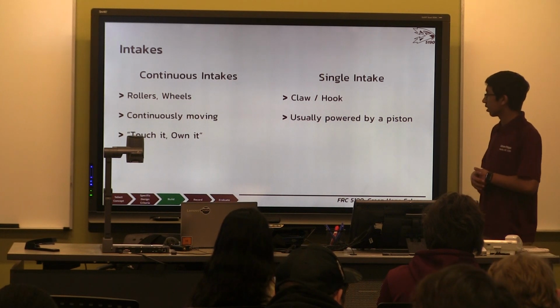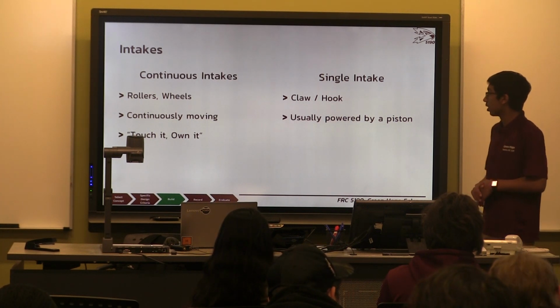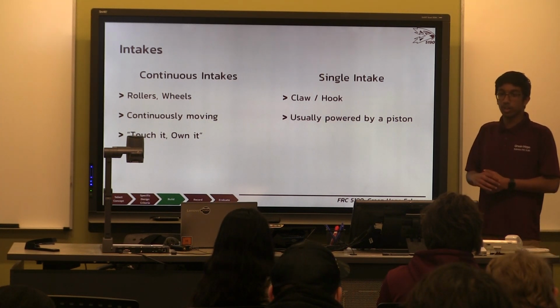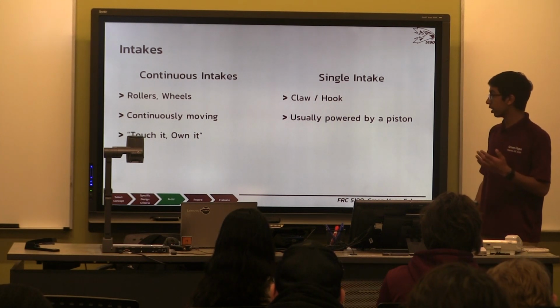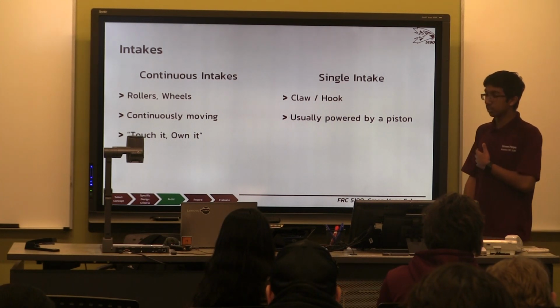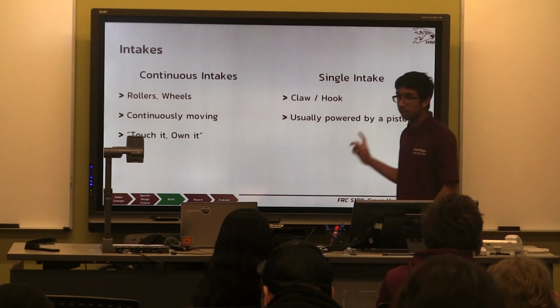And then single intakes are usually either a claw or a hook. We looked at the 254 pull out intake earlier, that might classify as a single intake. It's usually powered by pneumatics.